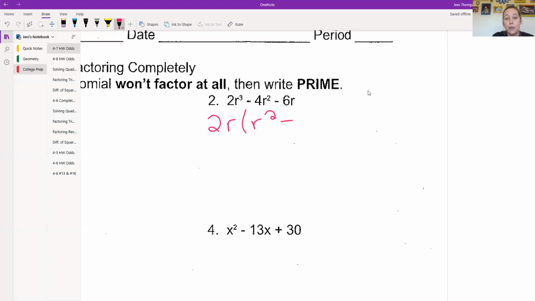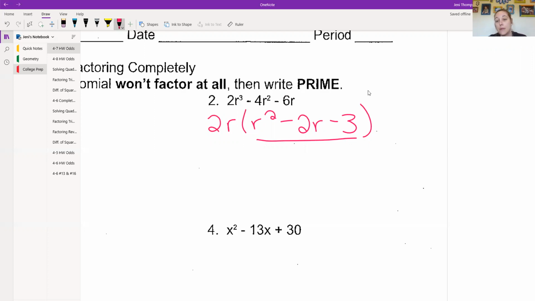Now let's take out a 2r from our second term, 4r squared. So that leaves us with 2, and then just 1r, right? And then our last term, we take a 2r out of that 6r, and that leaves us with 3. 6 divided by 2 is 3, r divided by r is 1. So there we go. So then we can just factor this guy right here pretty easily.